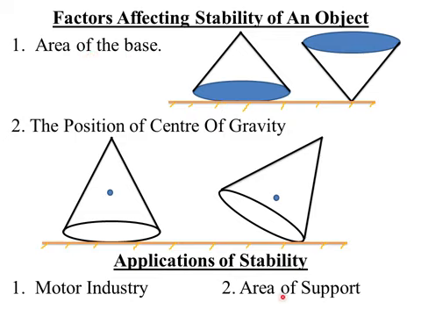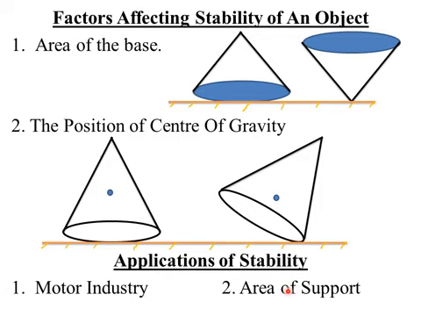Also, when you are spreading out your legs, you are reducing your height, thereby reducing your position of center of gravity. And the lower the position of center of gravity, the more stable you will be. So to alight from a moving bus, a person has to spread out his legs to increase the area of support. This also helps in lowering the position of center of gravity, thereby increasing stability.